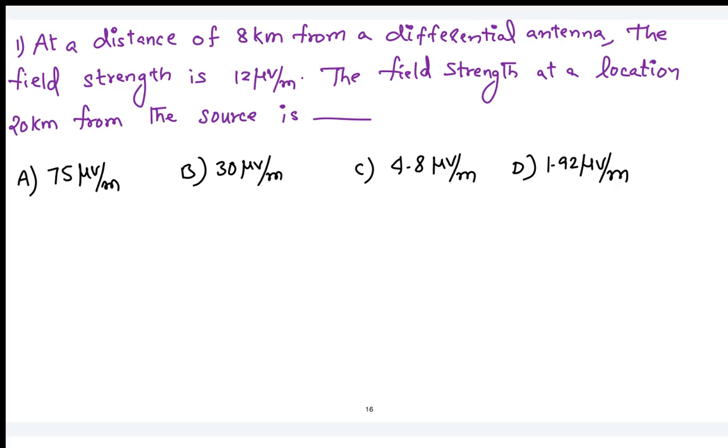So see the first question. At a distance of 8 km from a differential antenna, the field strength is 12 microvolt per meter. Then find the field strength at a location 20 km from the source. Can you tell me what is the value? First of all, you answer me this question. Since the distance is in the order of kilometer, will you consider that as a near field or far field?